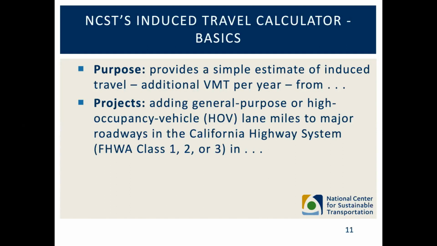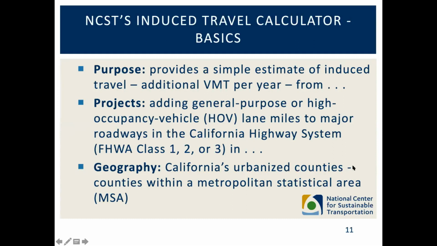But it doesn't apply to these facilities in all jurisdictions. What geographies does it apply to? Our calculator can be used for FHWA class 1, 2, or 3 facilities in California's urbanized counties. And so what are urbanized counties? Those are counties within a metropolitan statistical area. So our calculator covers the 37 counties in California within a metropolitan statistical area, which also have in the county either class 1, class 2, or class 3 facilities.